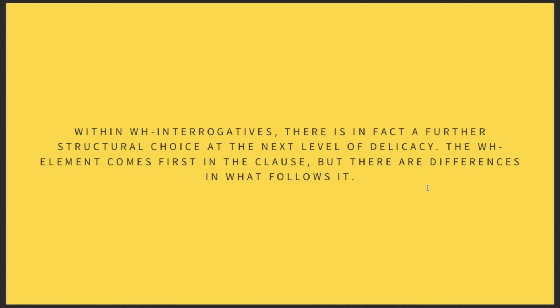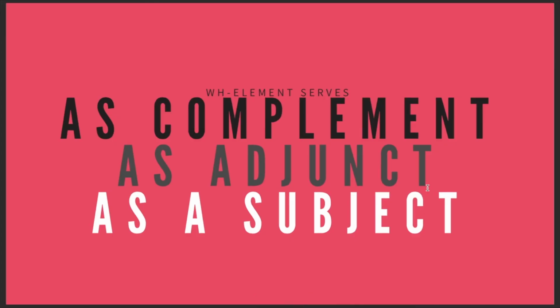Within WH interrogatives, there is in fact a further structural choice at the next level of delicacy. The WH element comes first in the clause, but there are differences in what follows it. So again, interrogatives can be more delicate. When we say more delicate, it has more choices, and it can be divided into two: the WH interrogatives or the yes or no interrogatives. But first, we will discuss the WH interrogatives. So we have here a delicate option, which is the WH interrogative, where the WH element comes first in the clause, but there are differences in what follows it, as I said before.